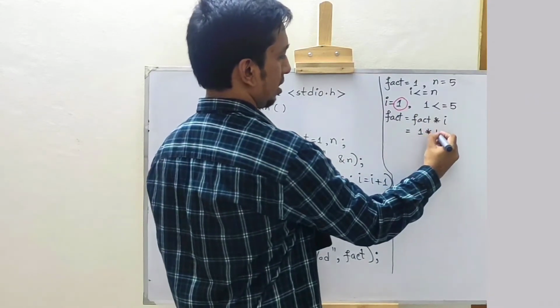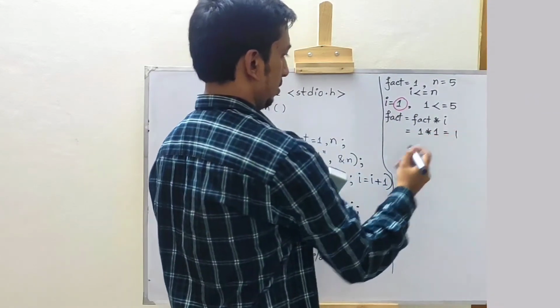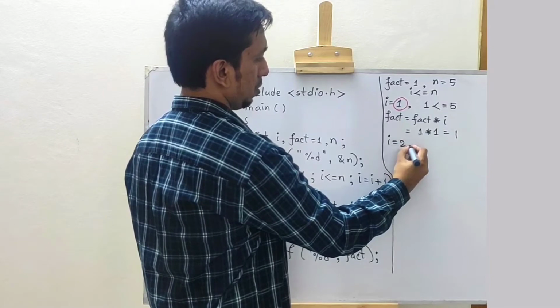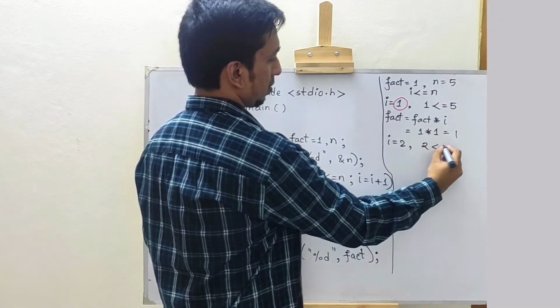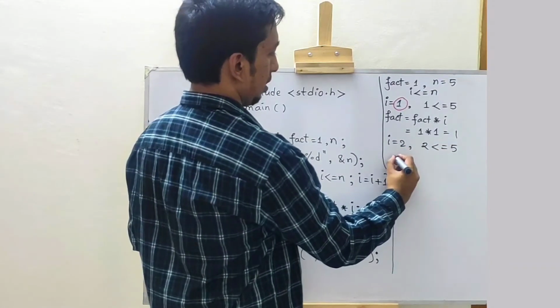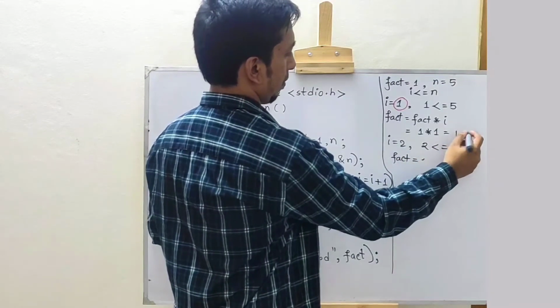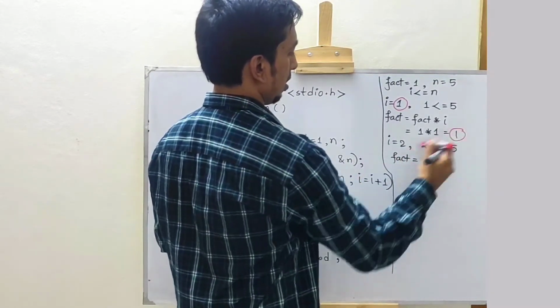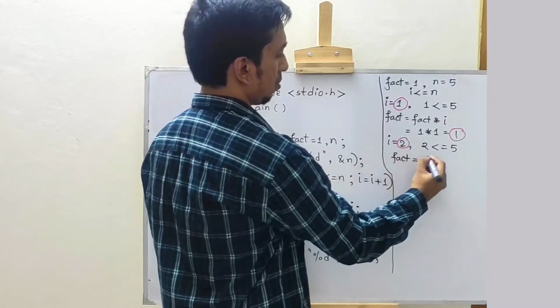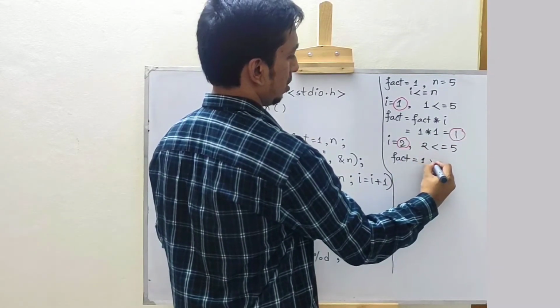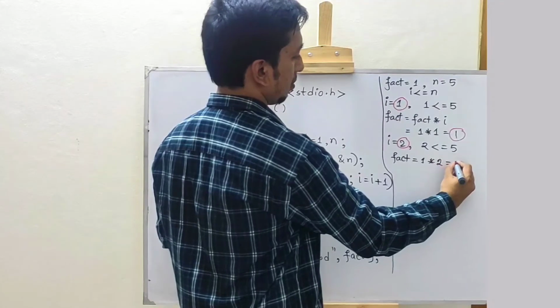So write here 1. Then I is equal to 2. Then our condition is 2 less than 5. Then fact is equal to fact into I, here fact value 1 and I is 2. So 1 into 2, so the factorial value is 2.